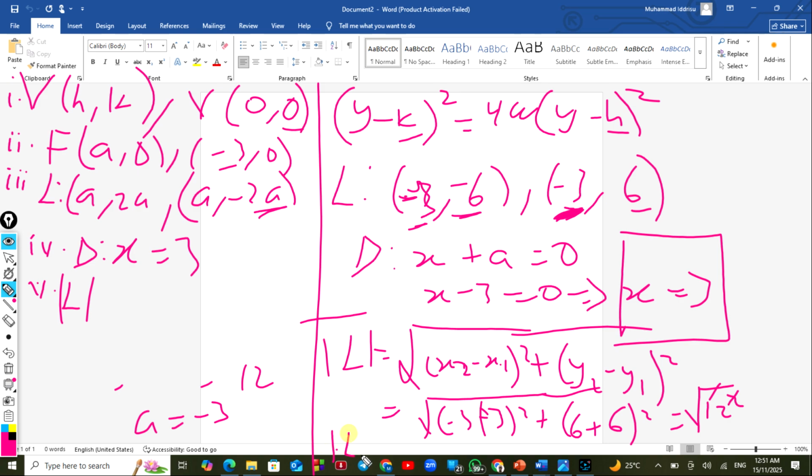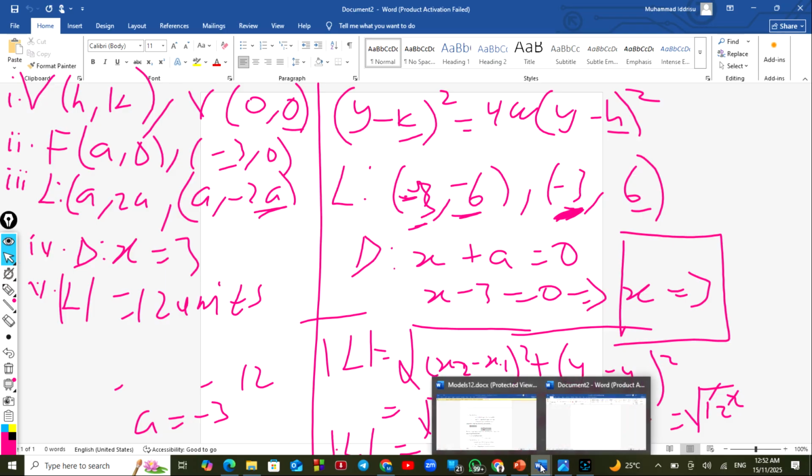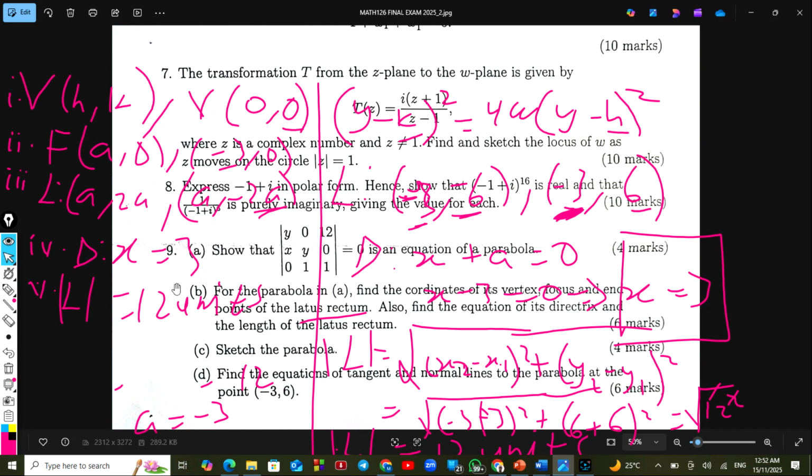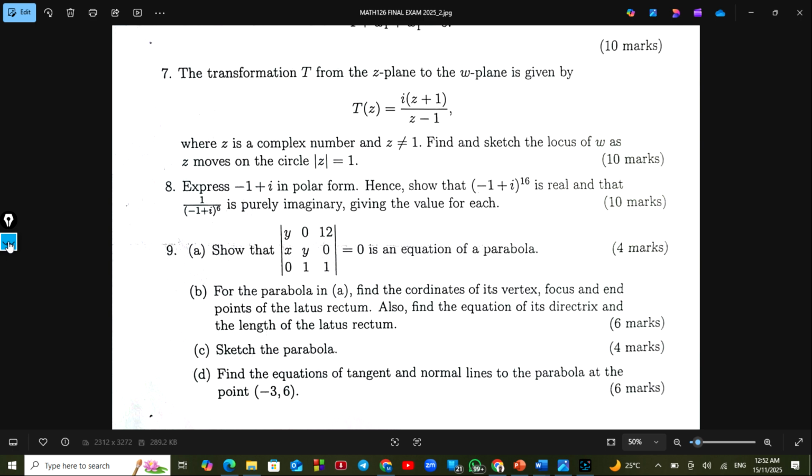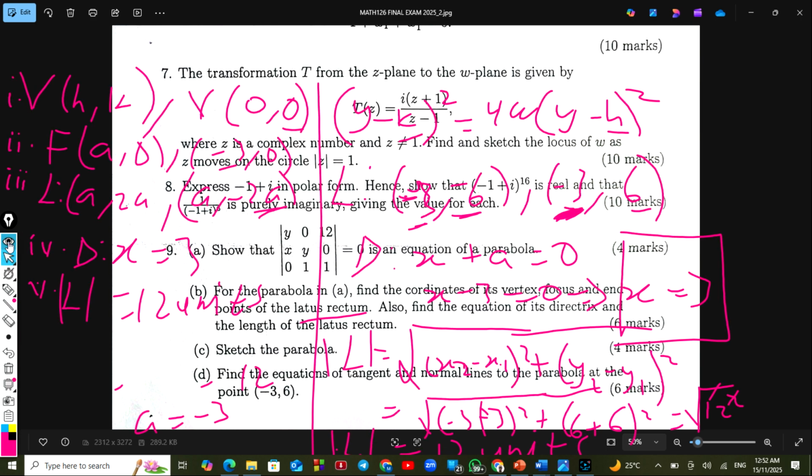So the length of the latus rectum is equal to 12 units. So we have everything now, 12 units. I think we are done with the B part. We have found everything, we've done everything we've been asked to do.